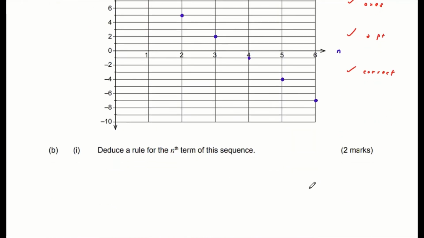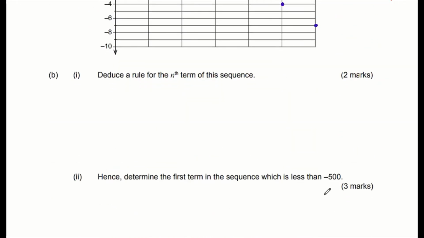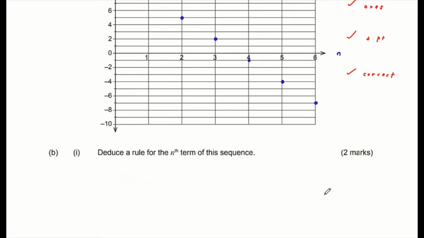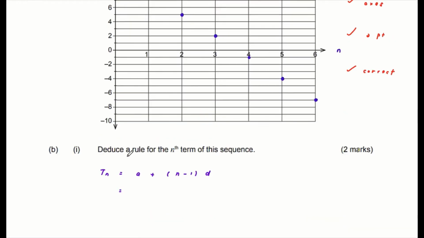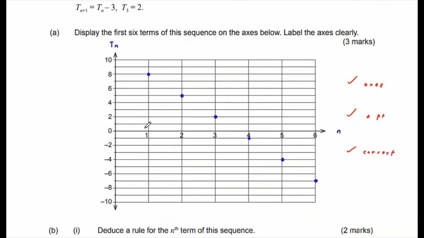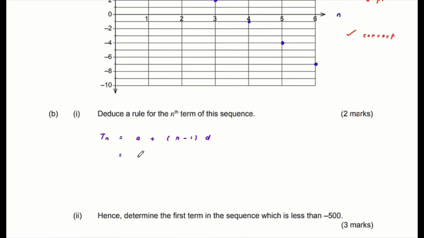Okay, so now let's move on to 1b. Deduce a rule for the nth term for this sequence. For this question, there are 2 ways that you can do it. The first one is that you know it is an arithmetic sequence, so we can use the formula: the nth term is equal to a plus (n minus 1)d. The a is our first term. By looking at the solution in part a, you know that your first term is 8, so we substitute 8 for a.